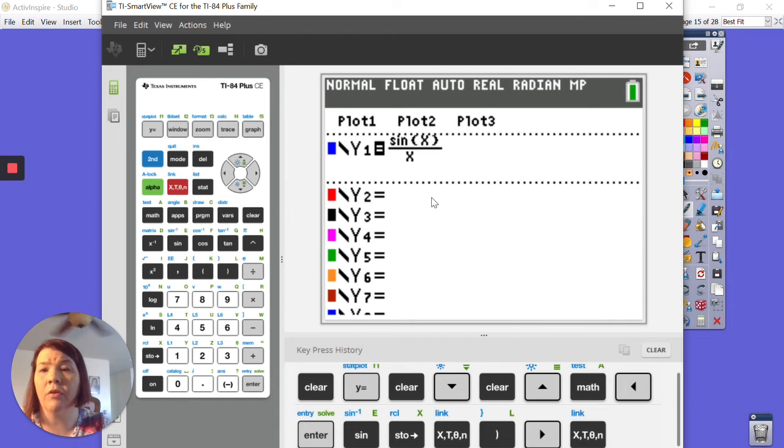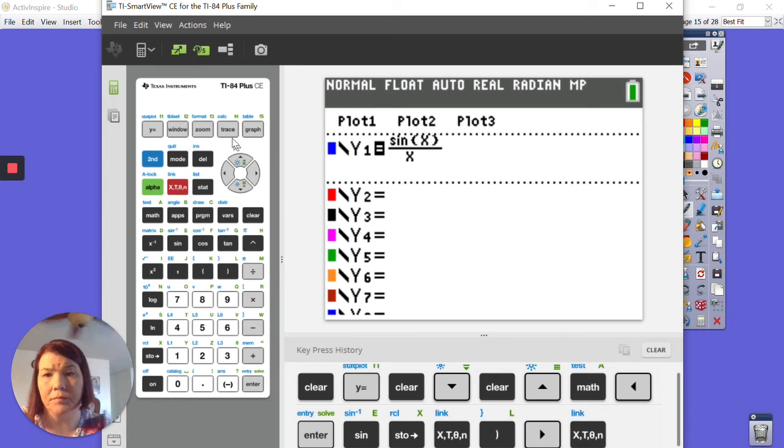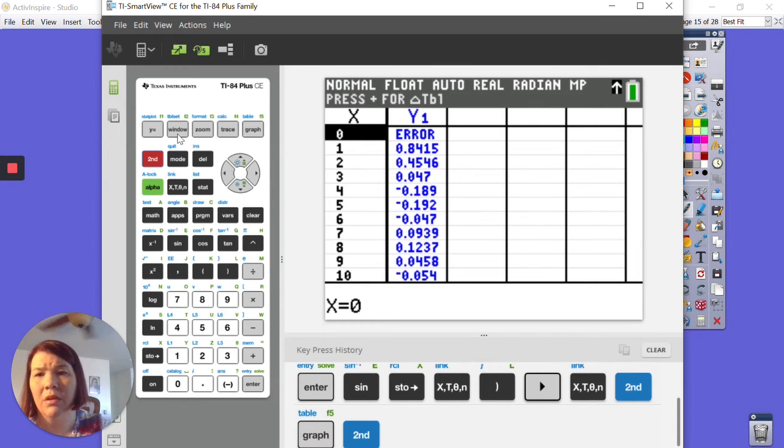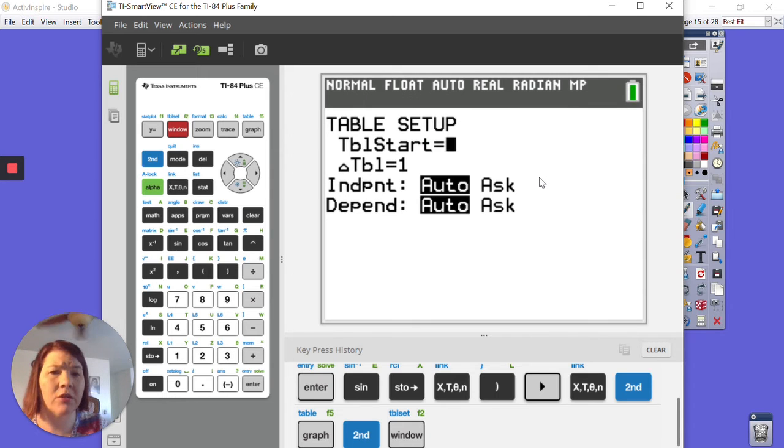Now I don't want to look at the graph yet. I want to look at the table. You can see the words up here. Table is on F5, so second and table. And then I want to set up my table. So table setup. I'm going to start at -0.5.